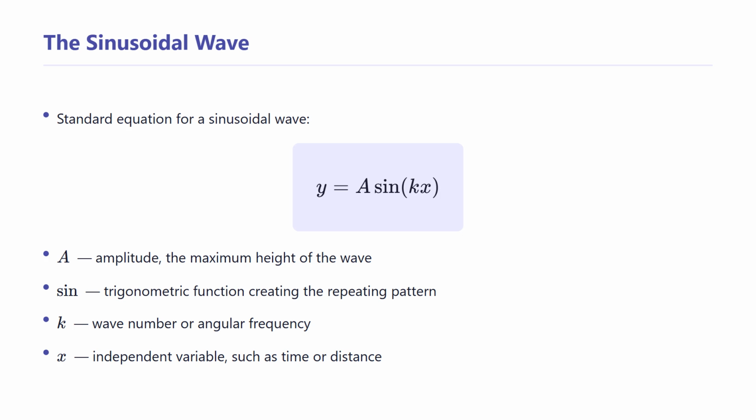If a increases, the wave gets taller and deeper, representing a louder sound or brighter light. If k increases, the waves get squished closer together, meaning the cycles repeat much faster.